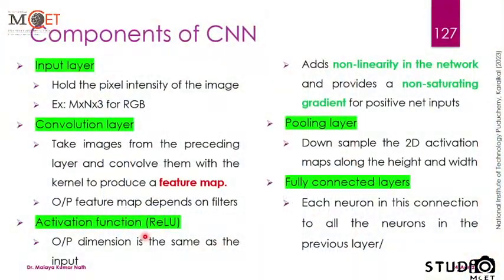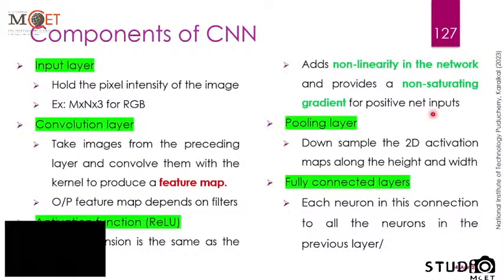How can the weights be identified? By calculating the gradient, and when we are calculating the gradient, it should not vanish. If the gradient vanishes, then we cannot learn the weights. So for that reason, we have to use a ReLU activation function. This ReLU activation function introduces non-linearity into the network and provides non-saturating gradients. That means it will not make the gradient vanish.